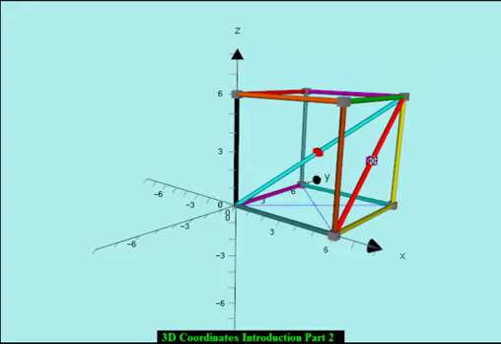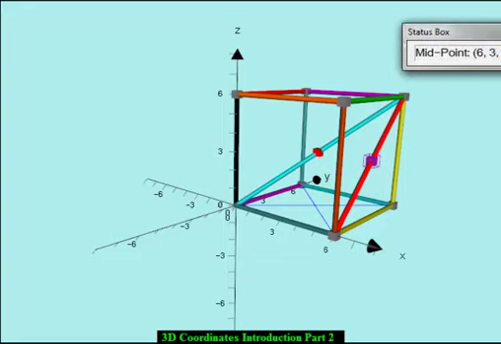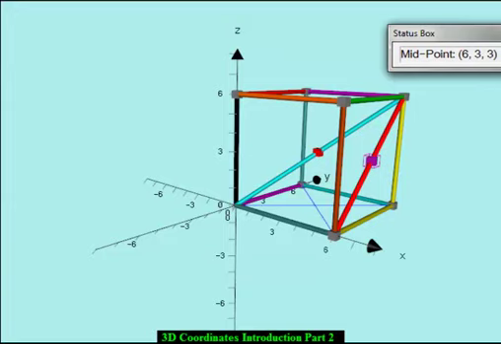What about this point here? It's the midpoint of the line joining those 2 points. Well, you come 6 that way, x value 6. How far along the y-axis or parallel to the y-axis? Well, it's 3, it's halfway. And then you're going to go up 3. So it's 6, 3, 3. Okay?